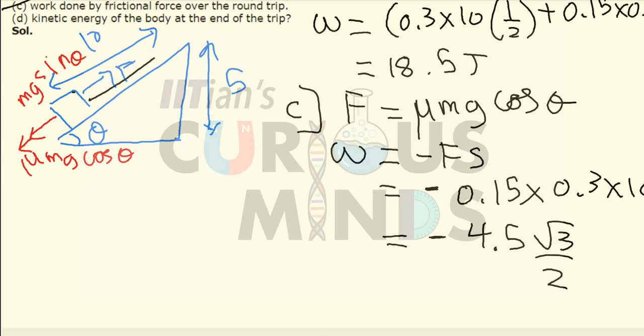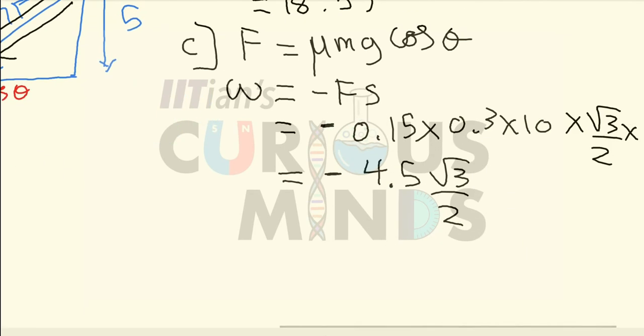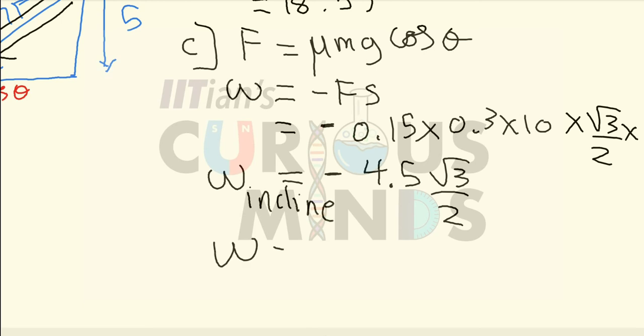While pulling the body once up the incline, and when it slides down again down the incline, this work will again be repeated. So this is up an incline. If I want to find out the total work done, it will be twice of this.